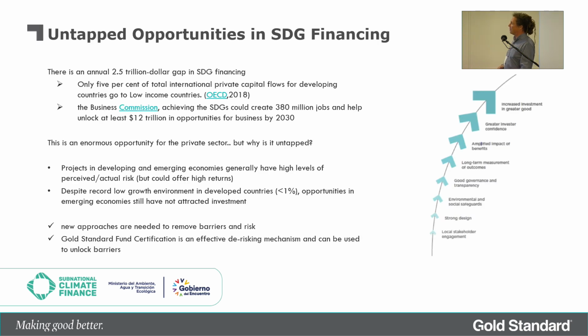In addition to that, there's also the fact that there are a large amount of untapped opportunities. And I think Ronan touched on this point earlier. So if we think about SDG financing, there is a very large gap and a very small amount of money that goes to developing countries or to low-income countries. There's some statistics: 5% of international private capital flows go to such countries, which is pretty small. And in terms of the possible impact, if we frame it in terms of SDGs, up to 380 million jobs could be created and 12 trillion dollars of opportunities for business if we consider the end date of the SDGs of 2030. All told, it's an enormous opportunity for the private sector, but it's not tapped.